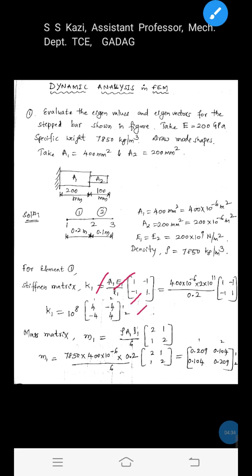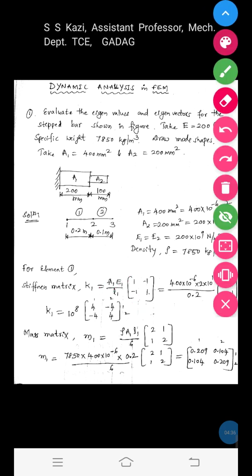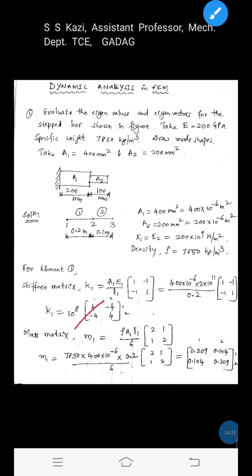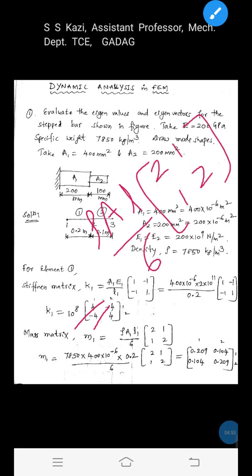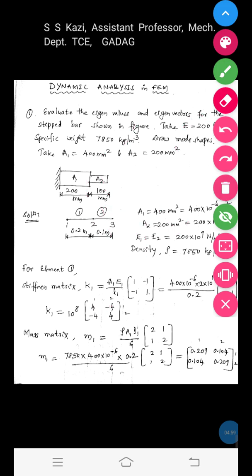And next, mass matrix for element 1, generate mass matrix for element 1. We know that consistent mass matrix for 1D bar is given by rho AL by 6 into 2 1 1 2. This is the formula, where rho is the mass density, A is the area of the element, L is the length of the element.